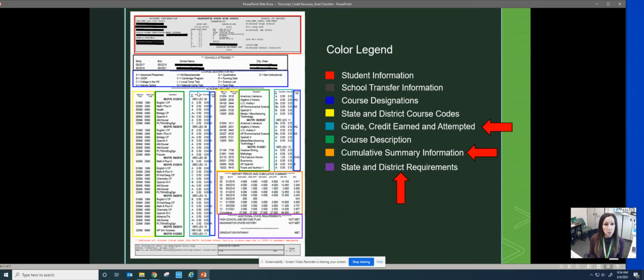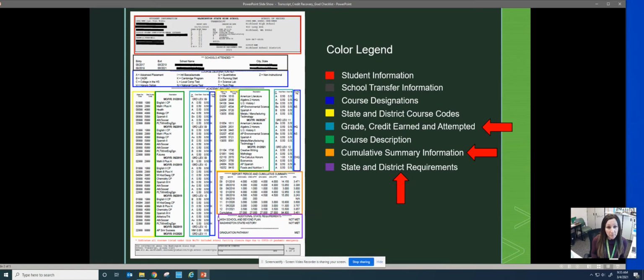The color legend shows you what all of these parts mean. As for the turquoise section, this houses all of your grades that you have received for a particular course. The course descriptions are in the green section. You have two columns after your grade, a credit earned and a credit attempted. The credit earned is given when you pass a course. A credit attempted is given anytime you attempt a course, even if you don't complete it.